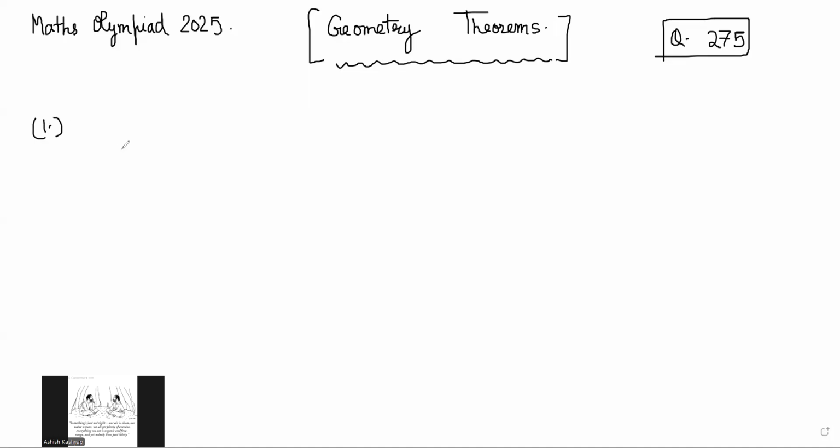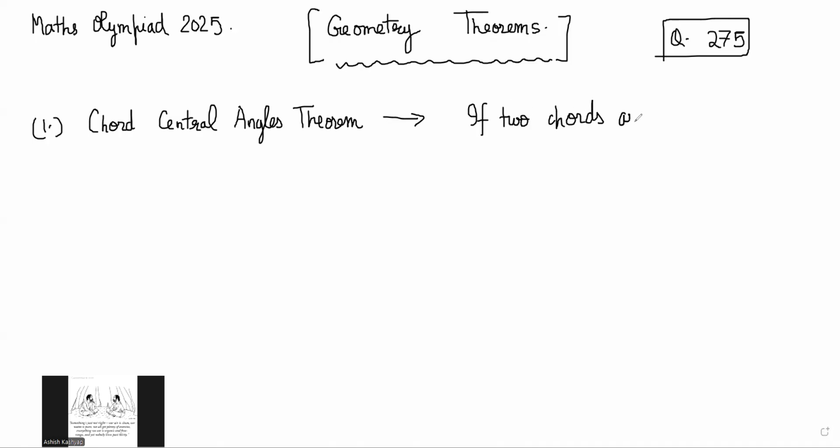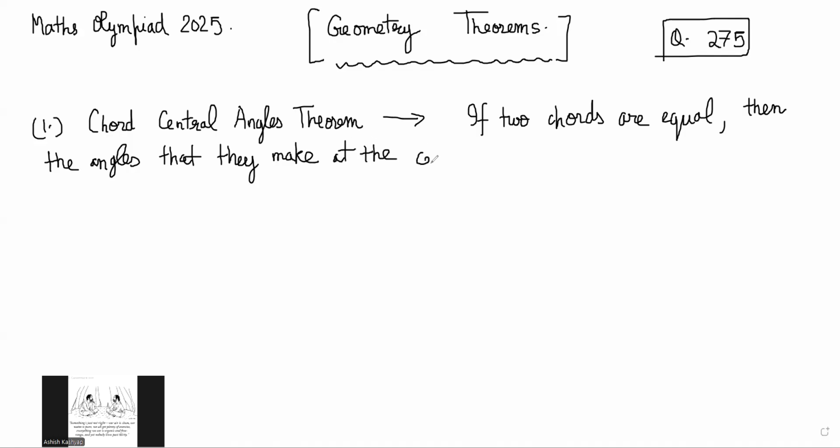So first one is basically the chord central angles theorem, which basically says that if two chords are equal, then the angles that they make at the center of the circle are also equal.